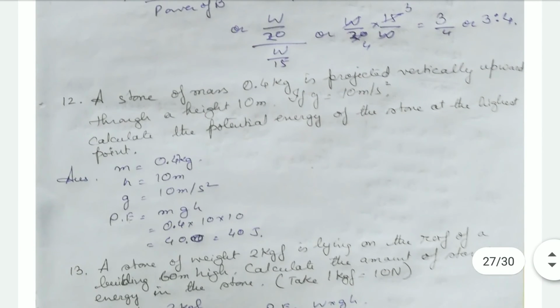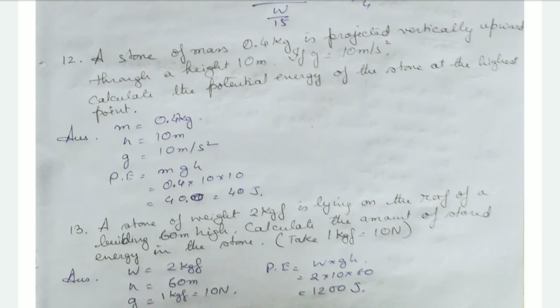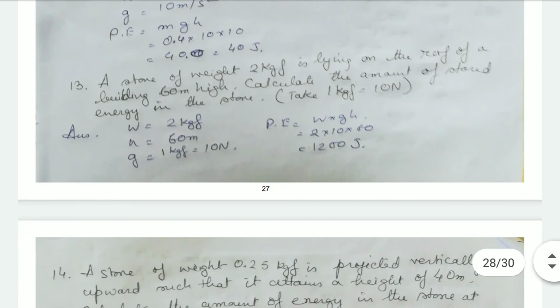Okay. Then a stone of mass 0.4 kgs is projected vertically upward through a height of 10 meters, if g is equal to 10 meter per second square. Calculate the potential energy of the stone at the highest point. M is given 0.4 kgs, height 10 meters, g is 10 meter per second square, potential energy is mgh, that is 40 joule.